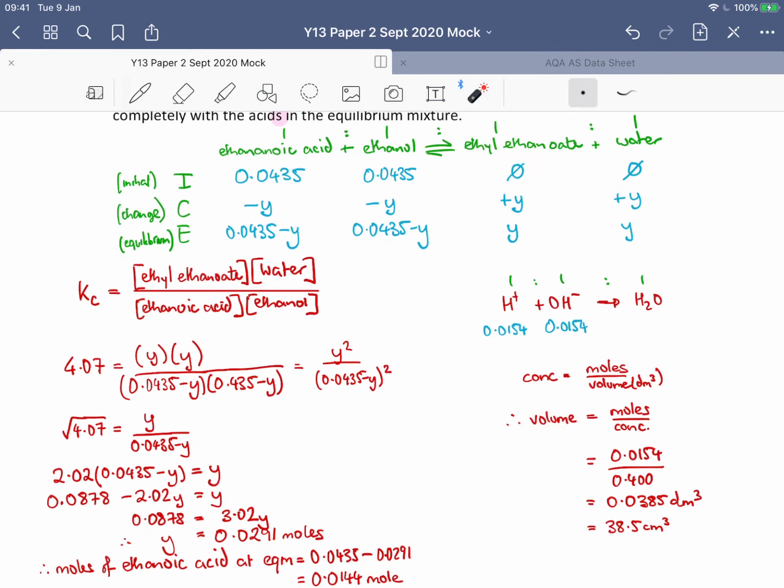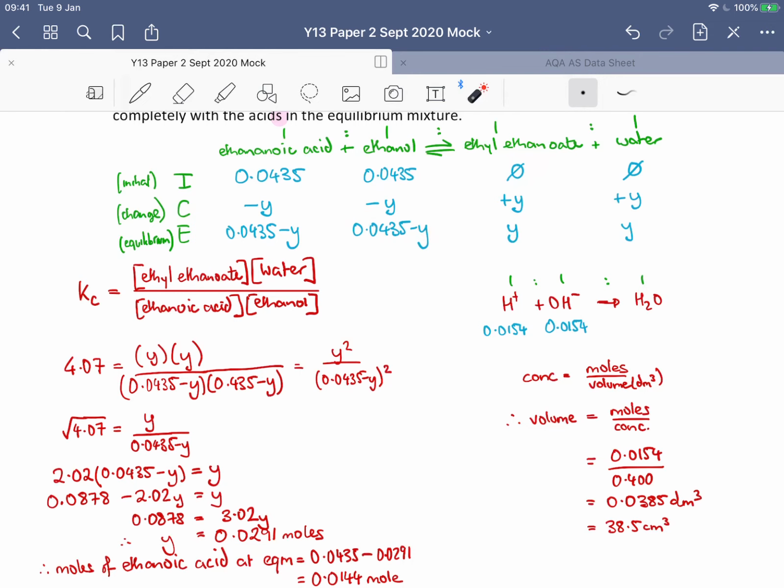So when we thought about the change for ethanoic acid, the whole thing is 1-to-1 to 1-to-1. So a change of plus Y on the right means a change of minus Y on the left. That meant we could write the number of moles at equilibrium: initial minus Y. And then we wrote a Kc expression, because you should always do that when you're having to use Kc and you're using data like moles or concentration, because that is going to be a mark. That is 1 mark.